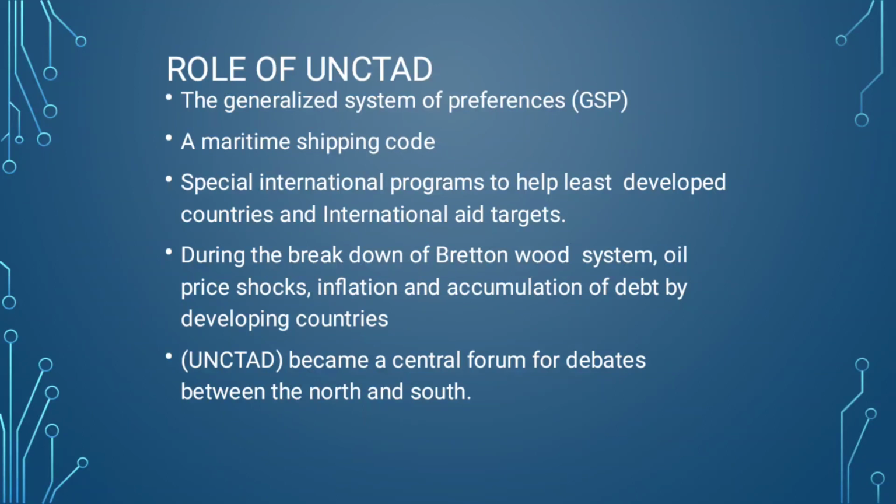The role of UNCTAD is also a generalized system of preferences, and it has a special international program to help least developed countries and international aid targets. During the breakdown of the Bretton Woods system, oil price shocks, inflation and accumulation of debt by developing countries, UNCTAD became a central forum for debates between the North and South.